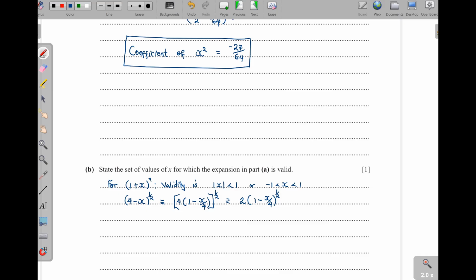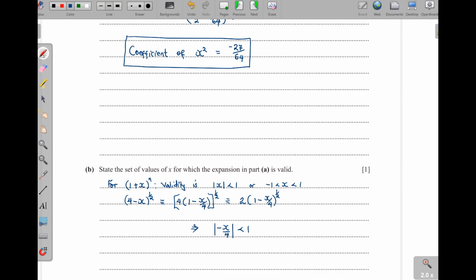Now, since I have created a 1 here, then whatever is here is what I put in the modulus here. Because you are also seeing here, 1 is created, then whatever is here is what they put in the modulus. So that means I will have negative x out of 4 in the modulus, and then I will say less than 1.